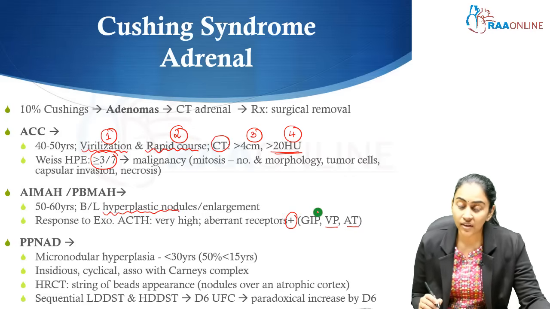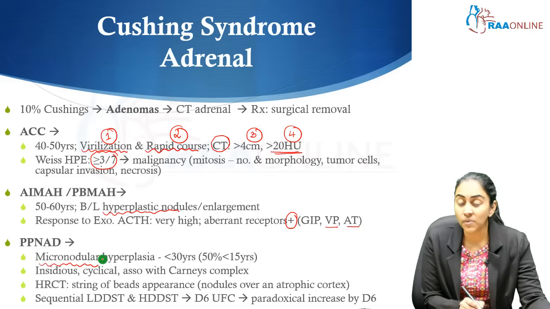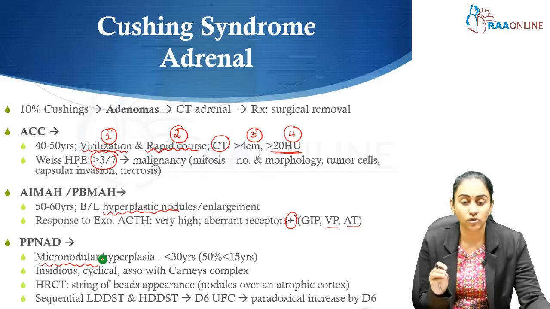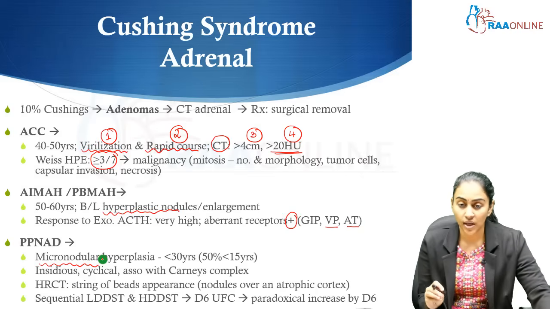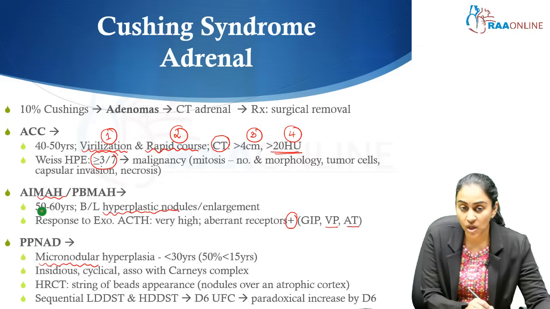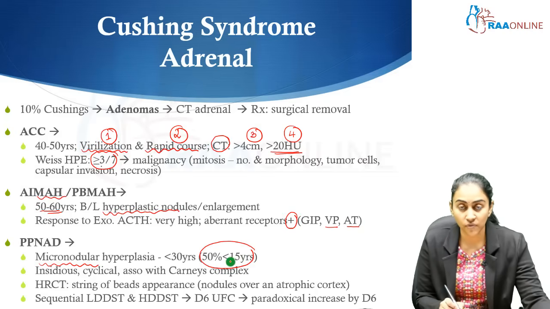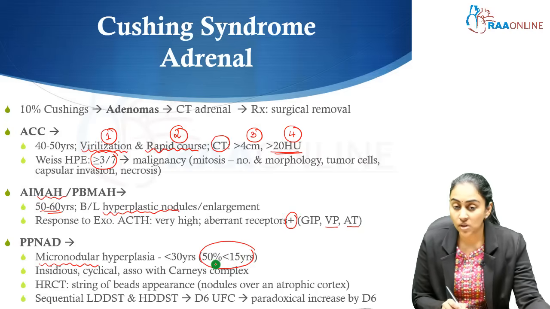Then we have another entity called the primary pigmented nodular adrenal disease. Now here, in contrast to PBMAH, this disease is going to be characterized by smaller nodules. So there is going to be micronodular hyperplasia, and in contrast to the macronodular hyperplasia, which occurs in a much later age group, this occurs in an earlier age group. About half of these patients present before 15 years of age and the rest of them present before 30 years of age. This is going to be insidious.